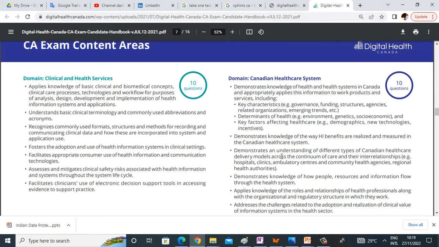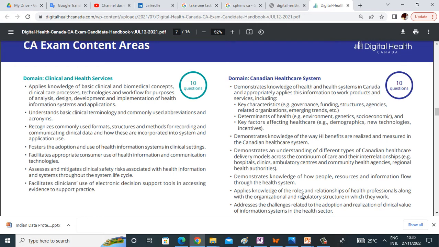Demonstrate an understanding of different types of Canadian healthcare delivery models across the continuum of care and their interrelationship, for example hospitals, clinics, ambulatory centers, community health agencies, and regional health authorities. Demonstrate knowledge of how people, resources and information flow through health systems.